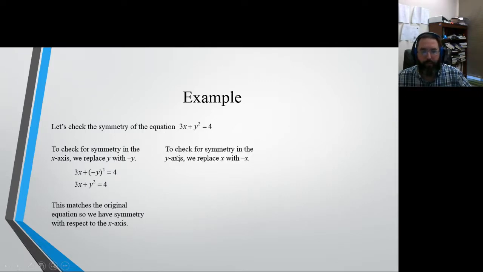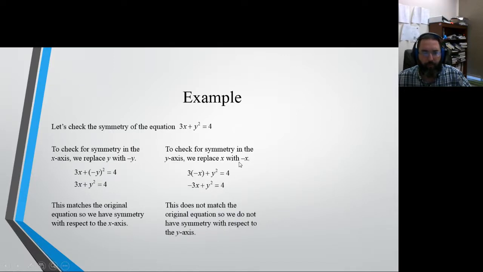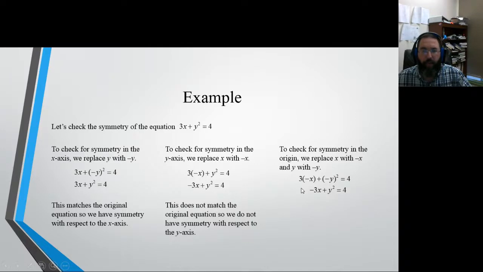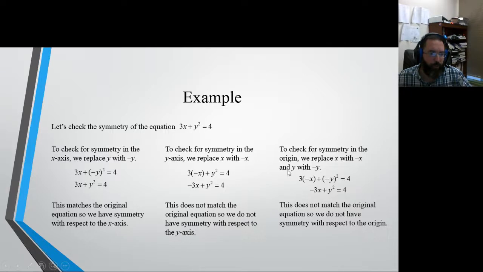If I try to check for symmetry in the y-axis, I'm going to replace x with -x. This will give me 3 times -x plus y squared equals 4. That simplifies to -3x plus y squared equals 4. That does not match, so I do not have symmetry with respect to the y-axis. If I go on to check for symmetry with respect to the origin, I'm going to replace x with -x and y with -y. I get 3 times -x plus (-y) squared equals 4. This simplifies to -3x plus y squared equals 4. Same guy we had over here. This is not an exact match, so we do not have symmetry with respect to the origin.